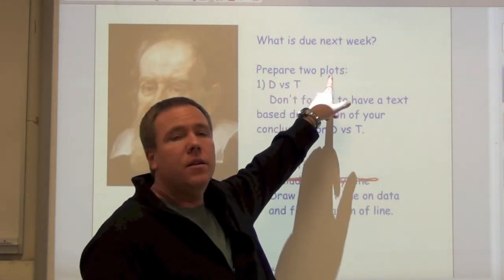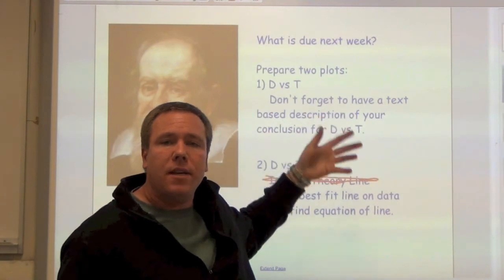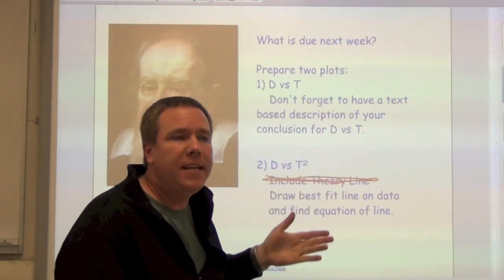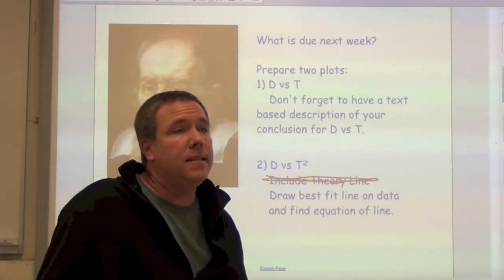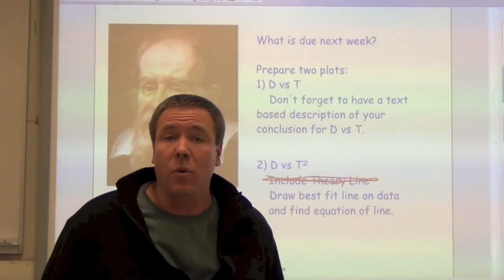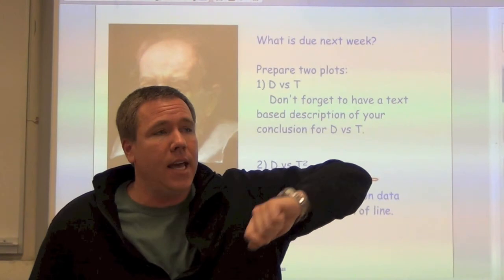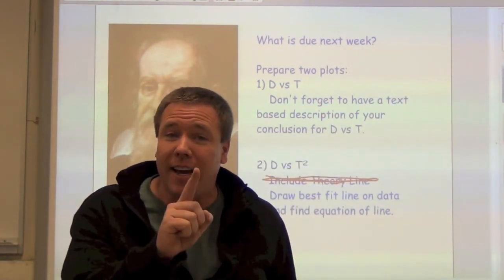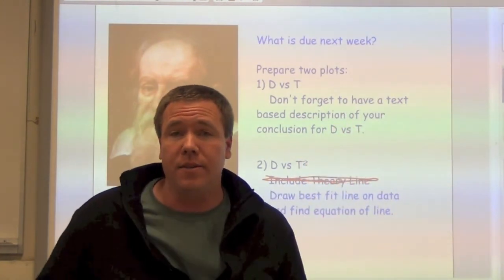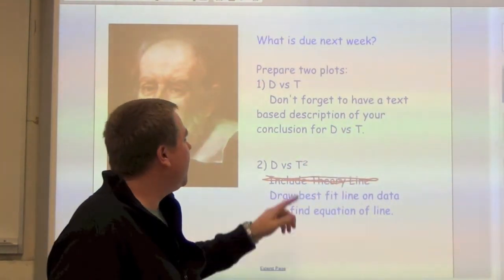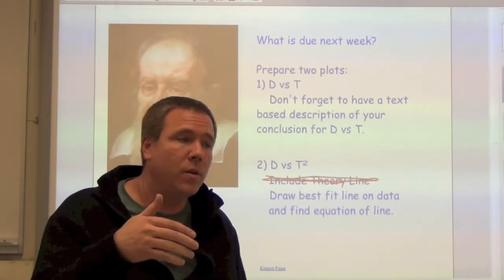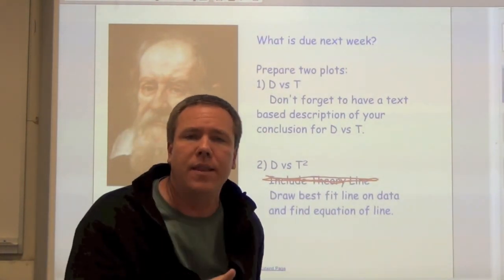You need to prepare two plots. One is a quick plot, D versus T. And don't forget, you need to have some text on there that explains whether or not this data looks proportional. And if you can, do a little parabolic elbow curve on there. But don't you dare put a straight line on D versus T. The second plot you need is D versus T squared. And that's the plot that I want you to belabor. Take some time with that plot.